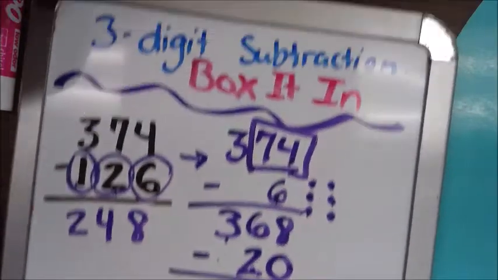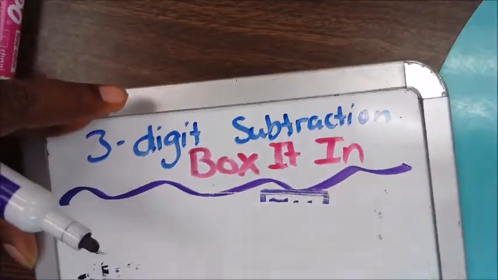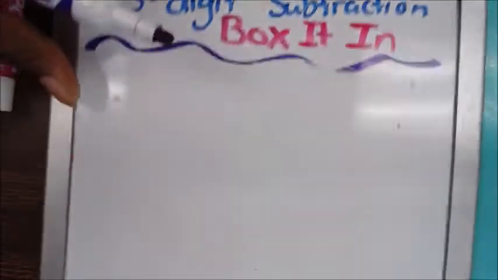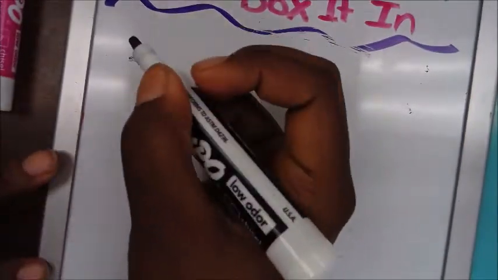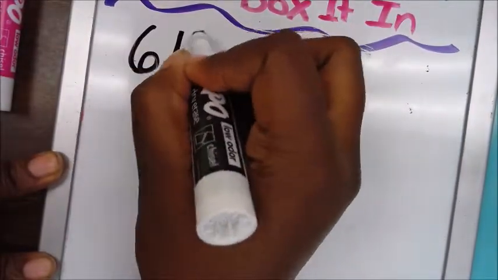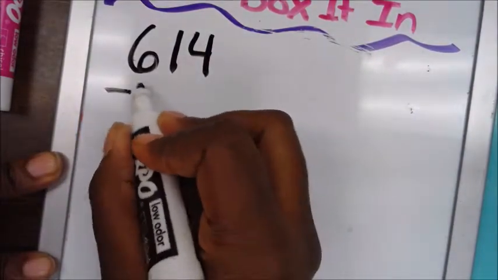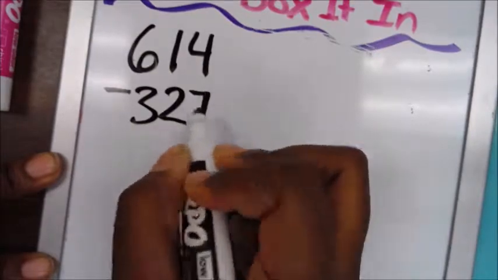Awesome. Let's try another example. We're going to use the number 614, and we're going to subtract 327.